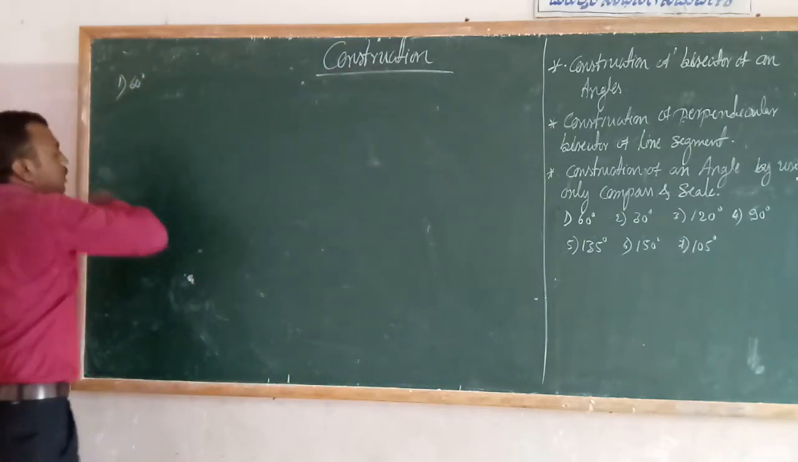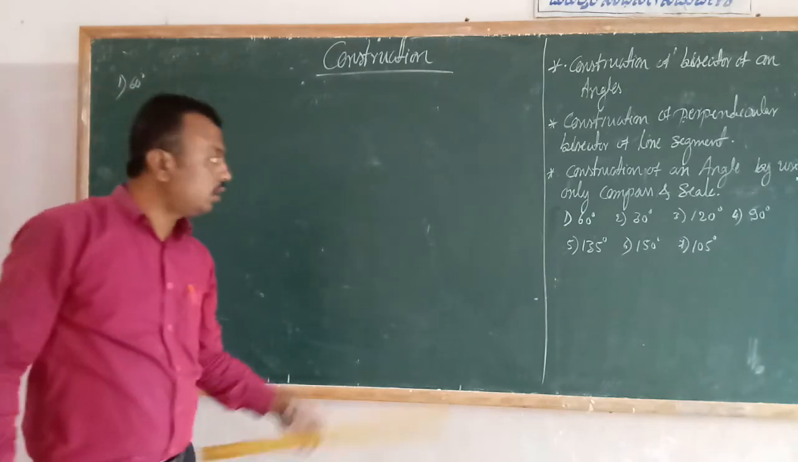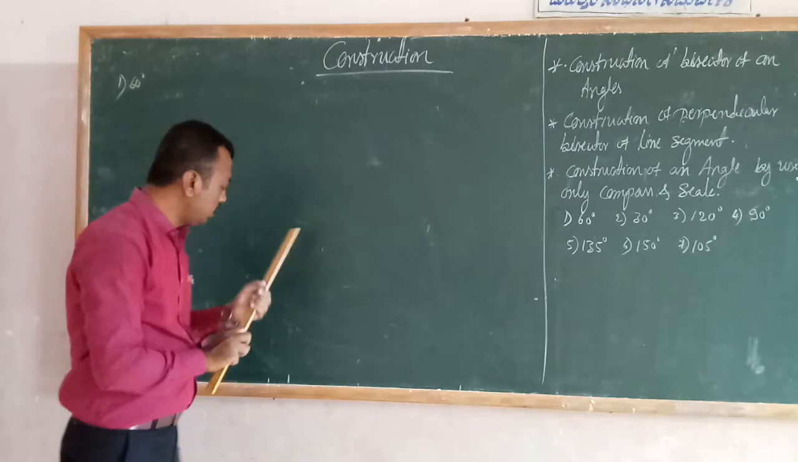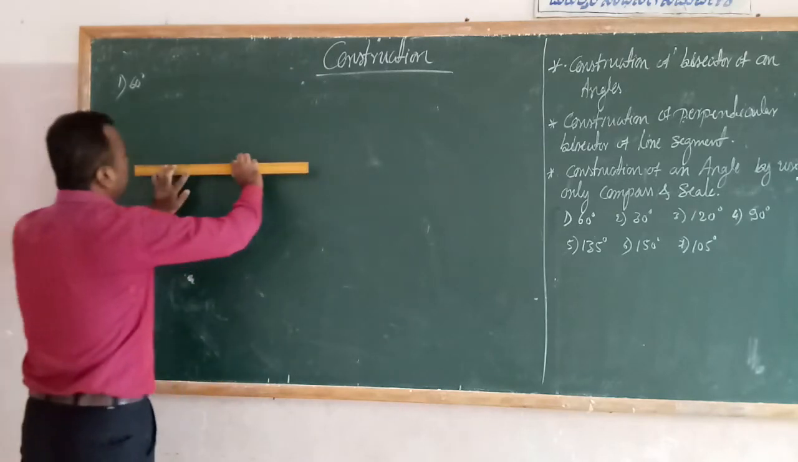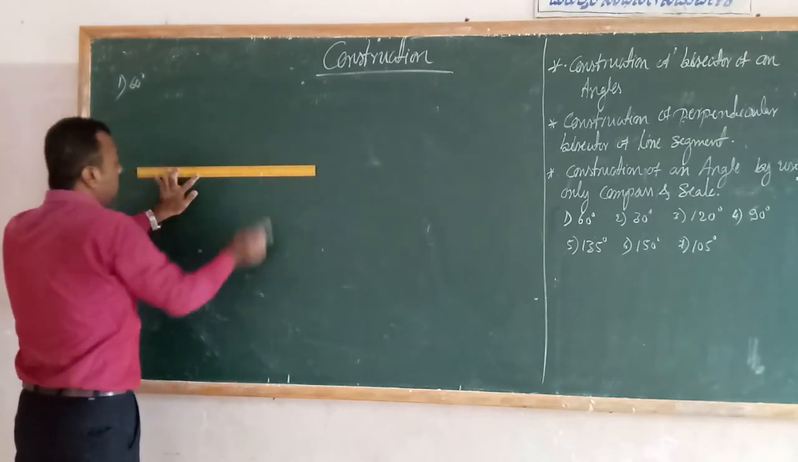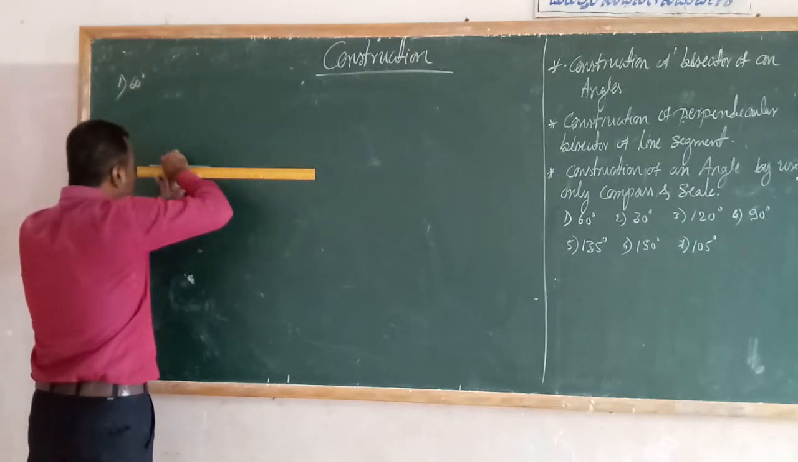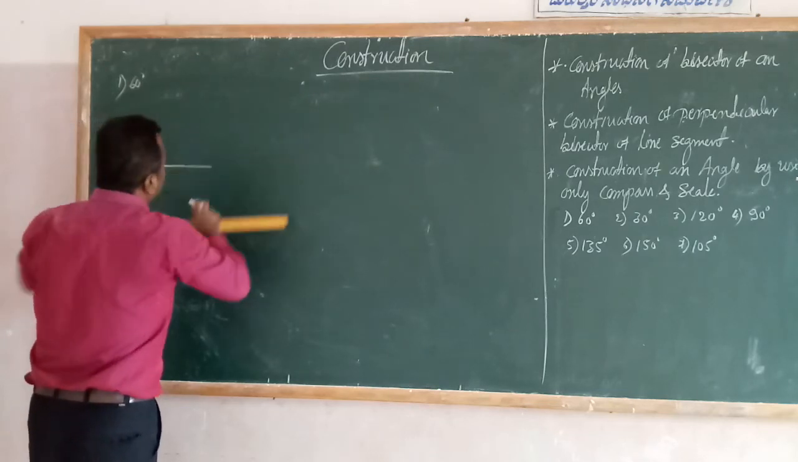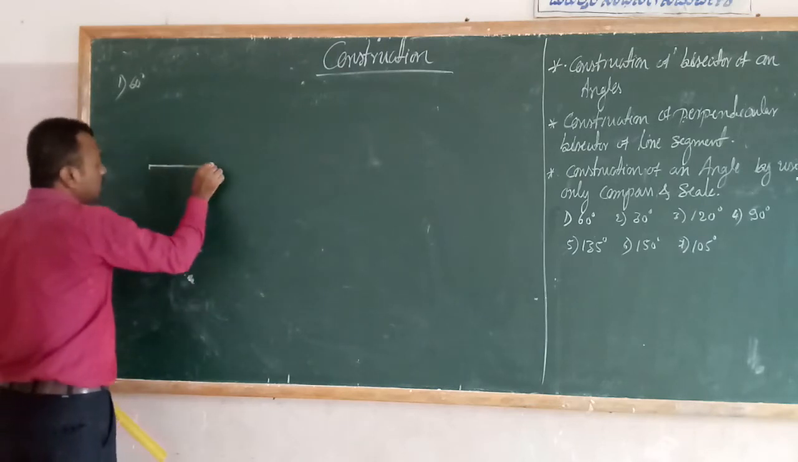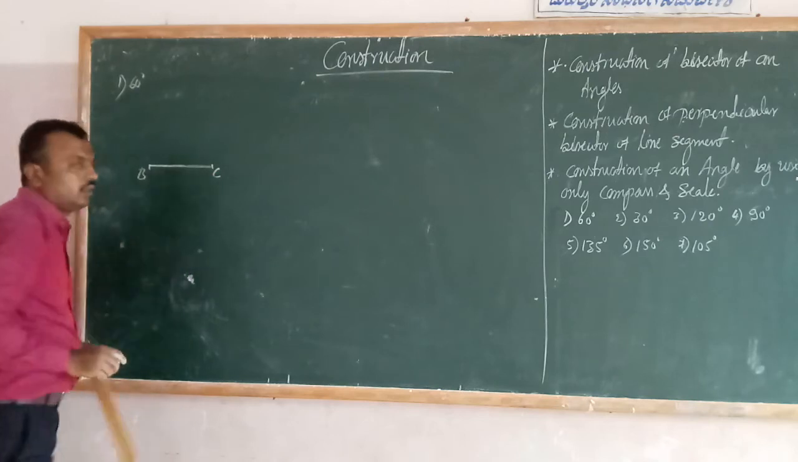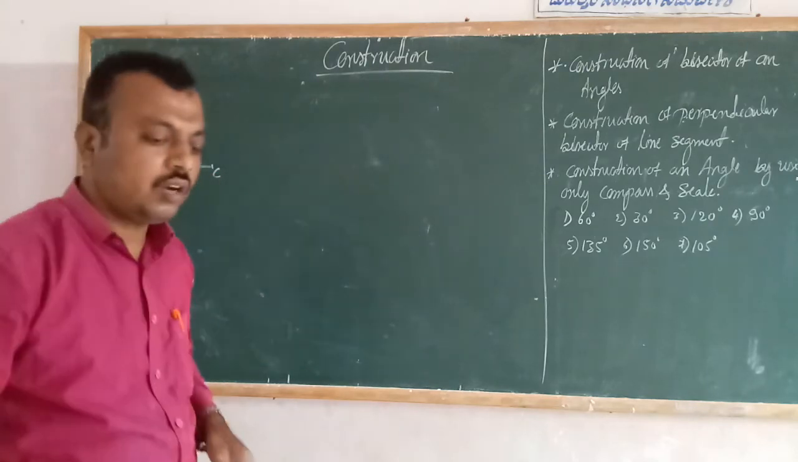So how to construct the 60 degree by using only the compass and scale? Is it right? Yes. Let us start it. First we know already. I will show another one time. I will explain that. See, draw any one of the line segment, any length of the line segment. So that is called as B and this is C.